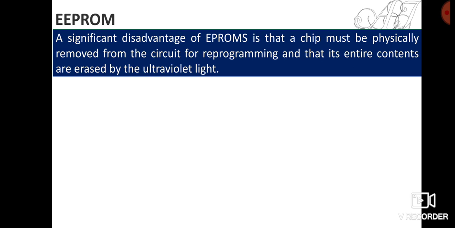Now here we have got another kind of ROM. This is electrically erasable programmable ROM. Why are we talking about this? Because of the disadvantage of EPROM. A significant disadvantage of EPROM is that a chip must be physically removed from the circuit. You can't expose UV light to the circuit itself. You have to remove that ROM from the circuit, place it at a particular place, and then you can expose the UV light. So this is one limitation of that.